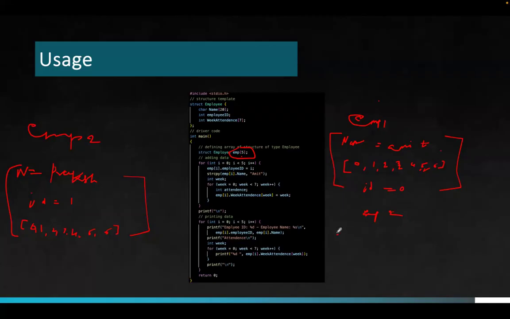So for the fifth employee, employee 5, this is the data associated with how it gets created. His name will come, right? Let's say his name is Sai. So his name will come and his ID is 4, as we are incrementing till 4. And again, attendance for that particular week is 0, 1, 2, 3, 4, 5, and 6. This is how it gets created.